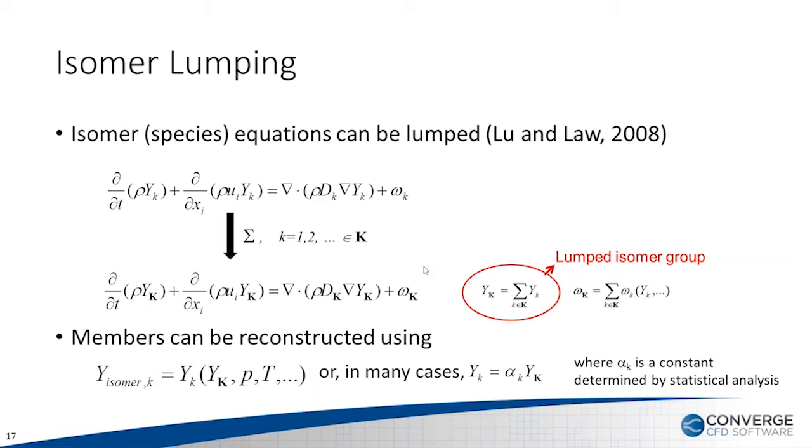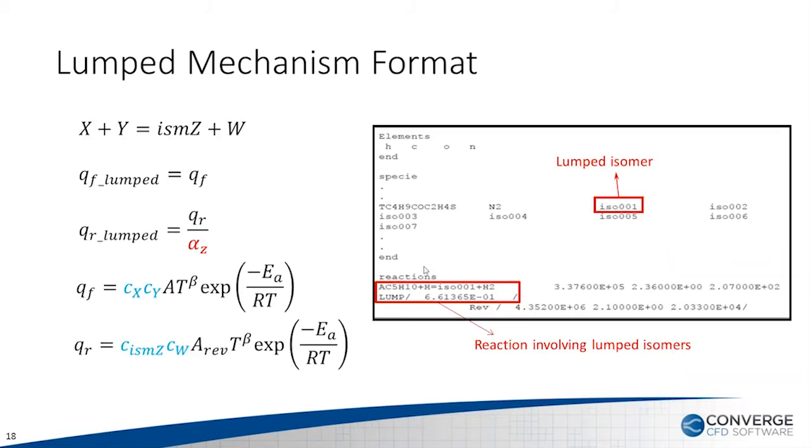After the lumping, because this is a really simple strategy, if you want to back up to the original species in the isomer groups, you can simply multiply by a factor, which is determined by statistical analysis.